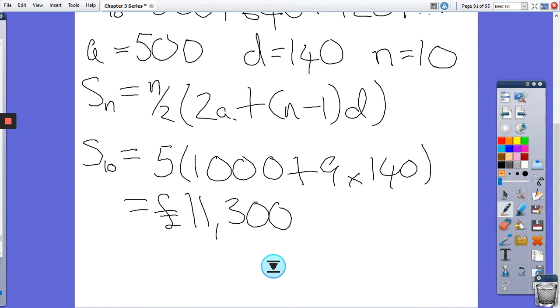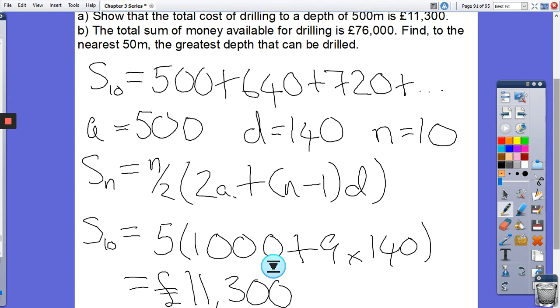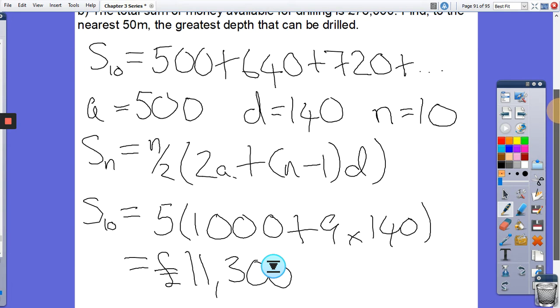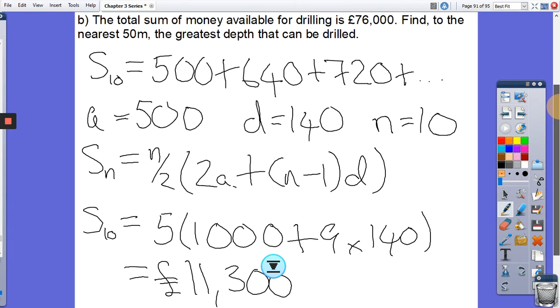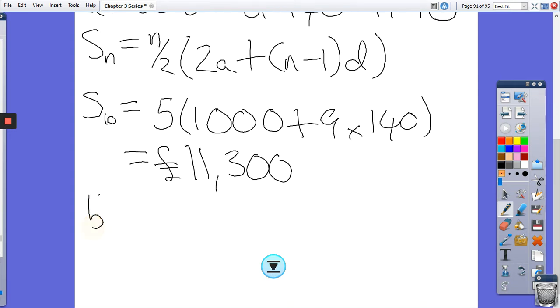Okay, so give yourself a big tick if you got that right. If you didn't, have a look at what I did, see if you agree, and let's have a look at part B, where we've got a budget of £76,000. What I want to be able to do is see how far I can drill, how deep can I go with £76,000? How far below the surface of the earth can I go?